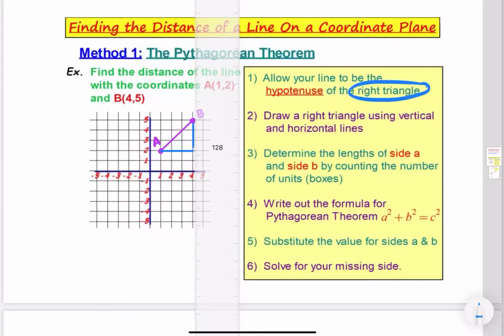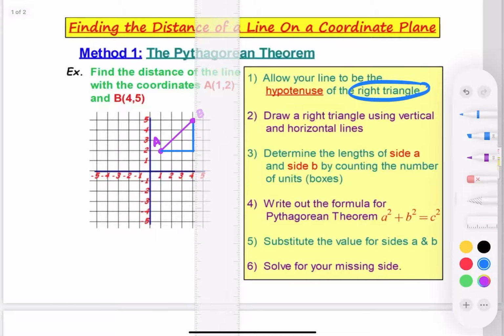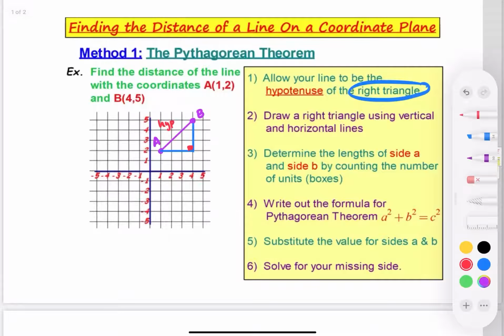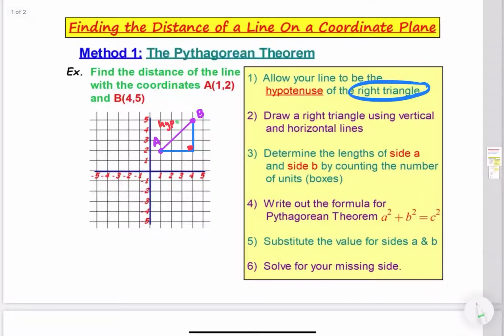So I'm drawing these horizontal and vertical lines until they meet, and when they meet up, it's going to create that right angle. Once we create that right angle, we now have a right triangle. This right triangle tells us that the hypotenuse is going to be that line segment AB. So there's our hypotenuse. Now we want to figure out the length of each of our sides. Remember, the hypotenuse is always the C value, so this is our C value.